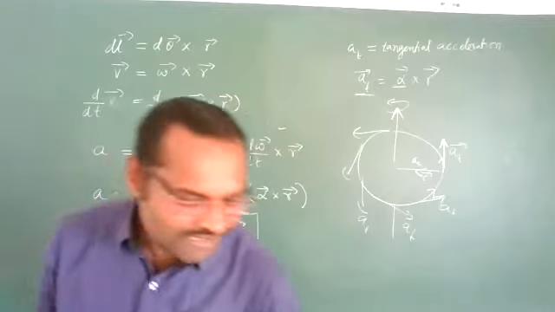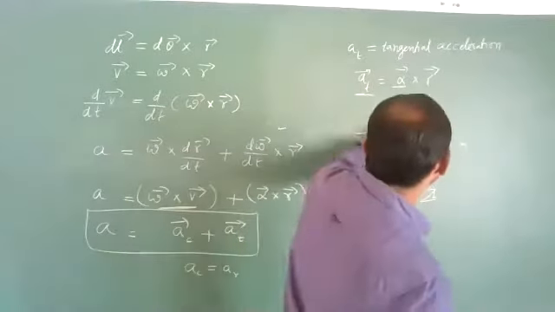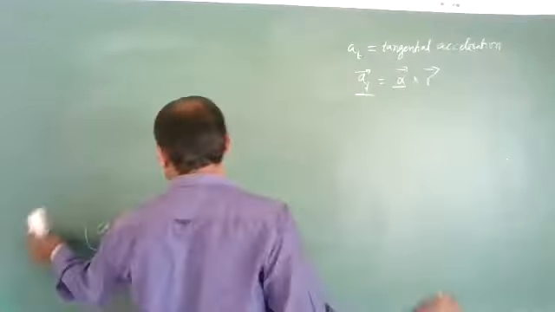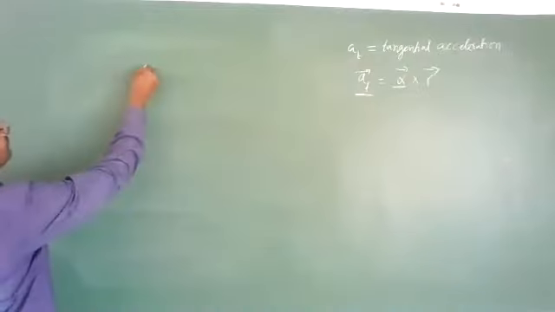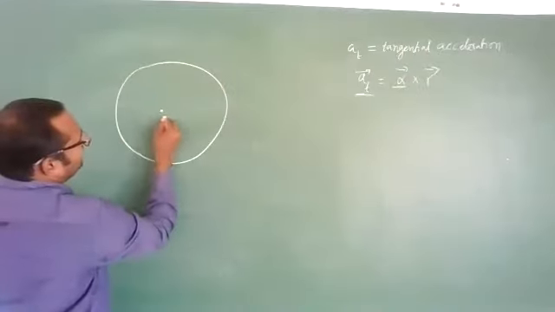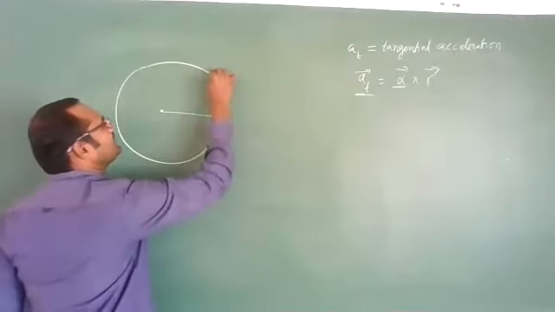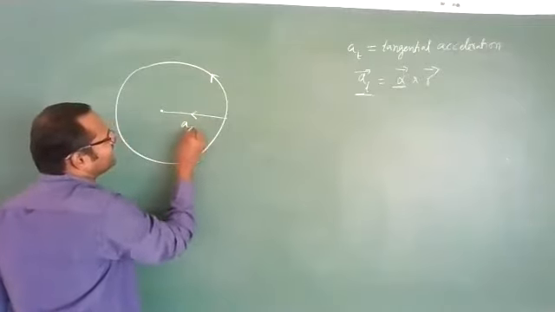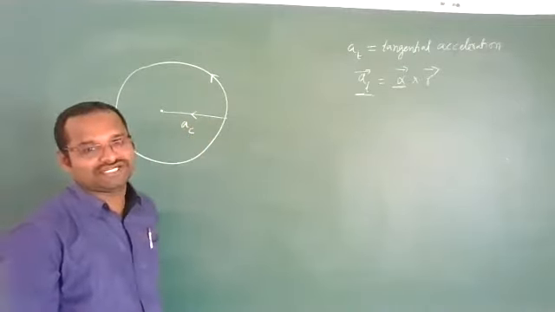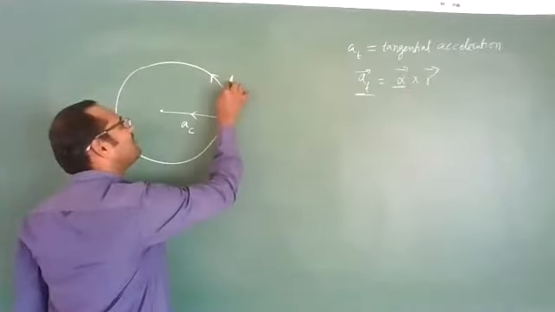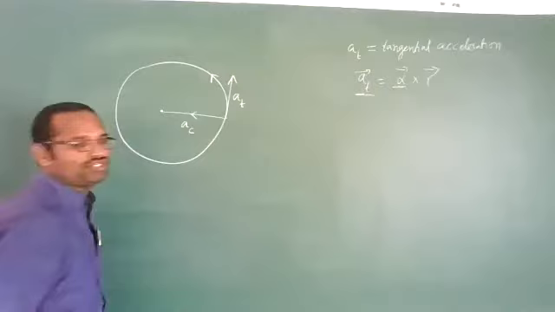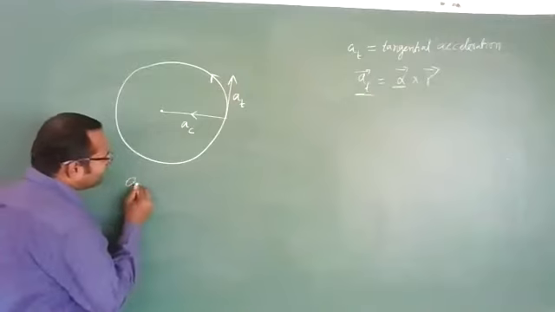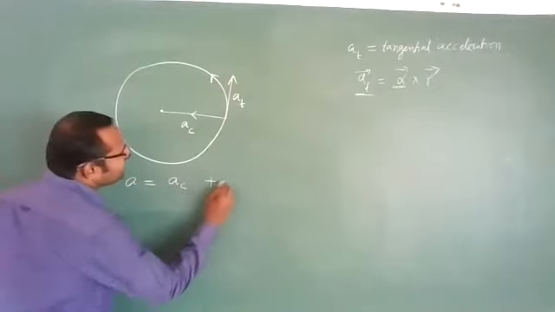However, when a particle is rotating in a circular path, it will have two types of accelerations. What are they? Let us imagine the particle is rotating like this around the center. Towards the center, it will have one acceleration, that is AC, centripetal acceleration, and along its tangent, it will have one acceleration called AT, tangential acceleration. Clear? So its total acceleration can be written as AC plus AT.